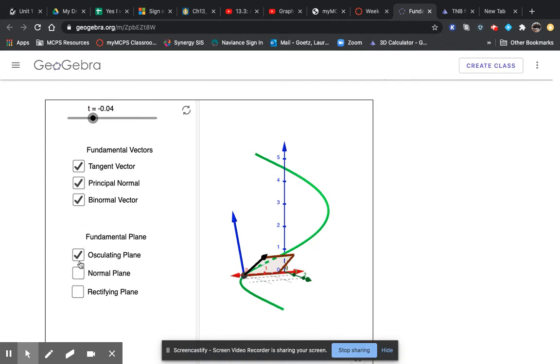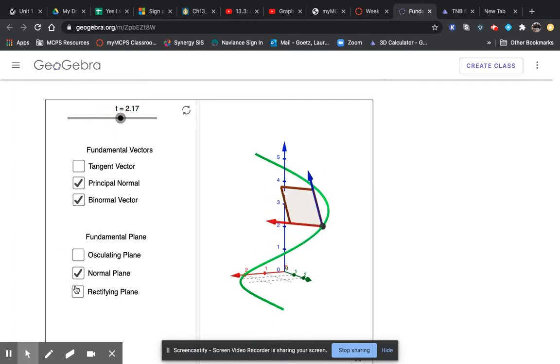So we do also have the normal plane. The normal plane has the two normal vectors in it, the normal and the binormal. This is called a normal plane because, look, can you see how the curve kind of crashes right through it, goes through it normally, perpendicularly?